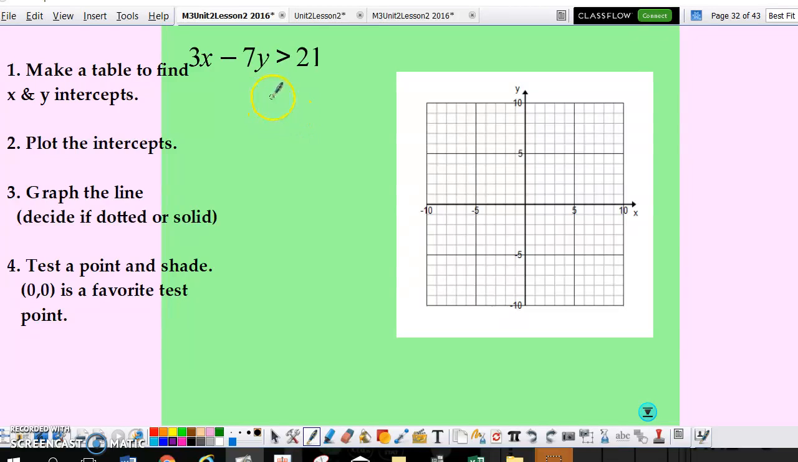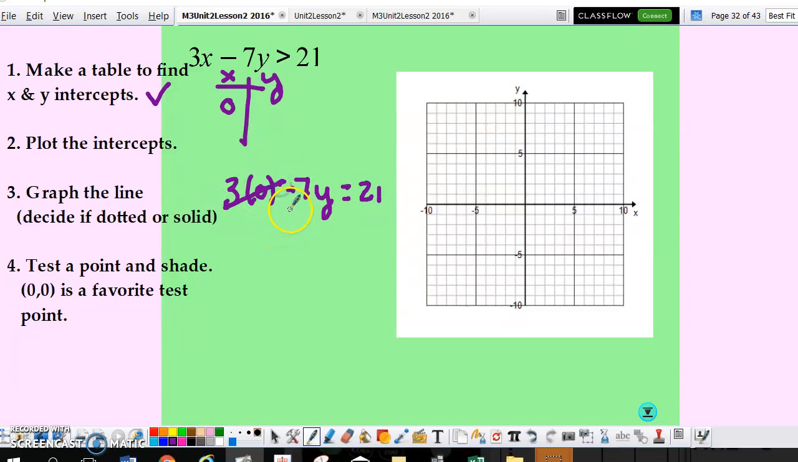Solving inequalities with two variables requires you to graph, plot the intercepts, decide if the line is dotted or solid, and then shade. So the first step here, find our intercepts. So I make a table, and if my x was 0, fill that in for my x, substitute it into my equation. We're going to use the equal sign instead of the gator to help us solve.